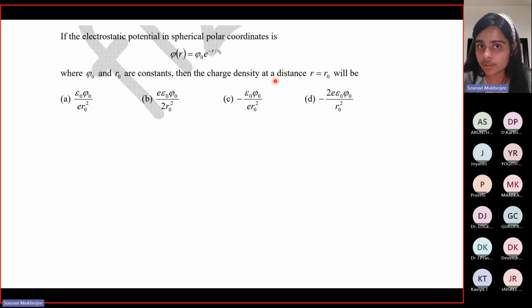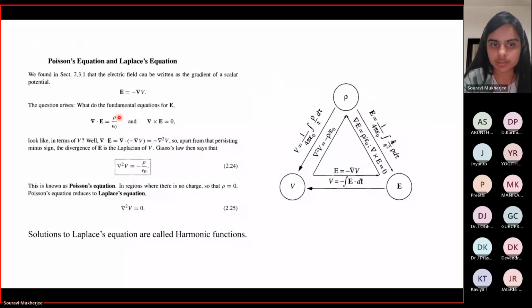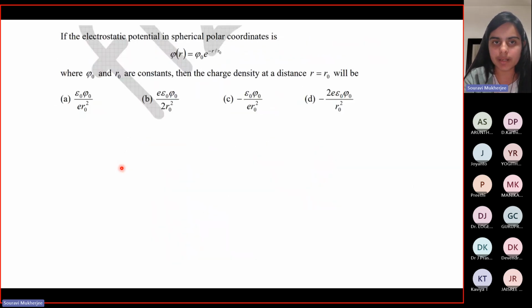Laplace equation. The Laplace equation will only be valid when your rho is equal to 0, right? If I go back to this expression, this is the general expression, and when rho is equal to 0, you get the Laplace equation. So you have to use the Poisson equation, and find rho given your V. This is your potential. You know the potential, you have to find rho.